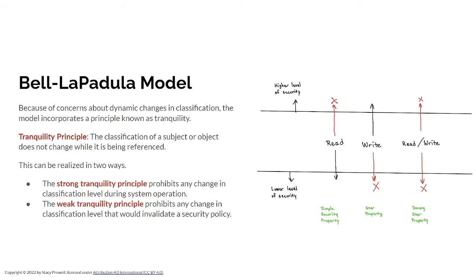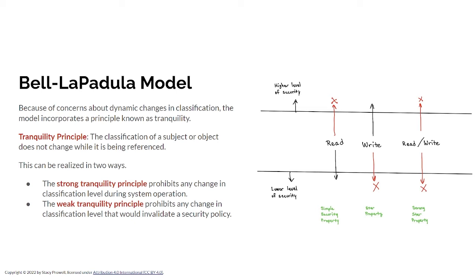This was formalized as the tranquility principle. The tranquility principle says that the classification of a subject or of an object does not change. So your clearance doesn't change, and the clearance of information doesn't change while the system is in operation, or at least while it's being referenced. And once it no longer has any references anywhere, we can move it around, but we can't move it around while it's being referenced.